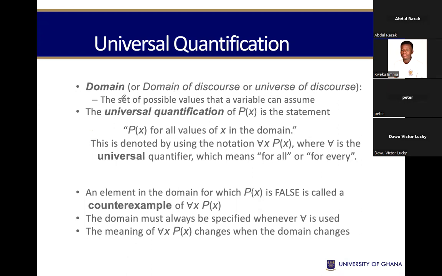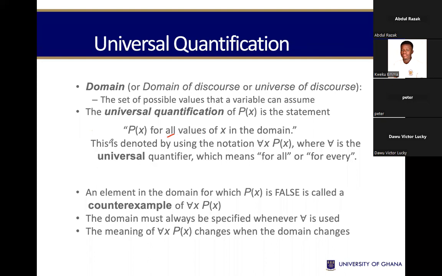So the set of possible values that a variable can assume becomes the domain. The variable can be the x, the y, the z we are looking for. Remember, we looked at P of x. So for that x, the domain becomes all members that x can take. Now, the universal quantification of P of x is the statement P of x for all values of x in the domain, all inclusive. You're not leaving one out.